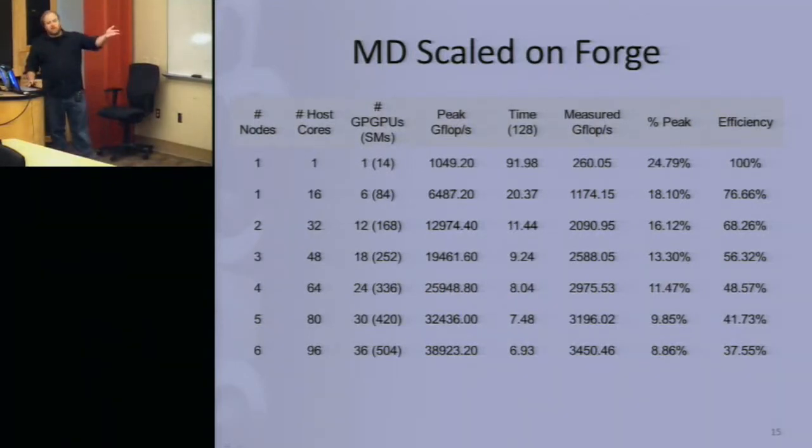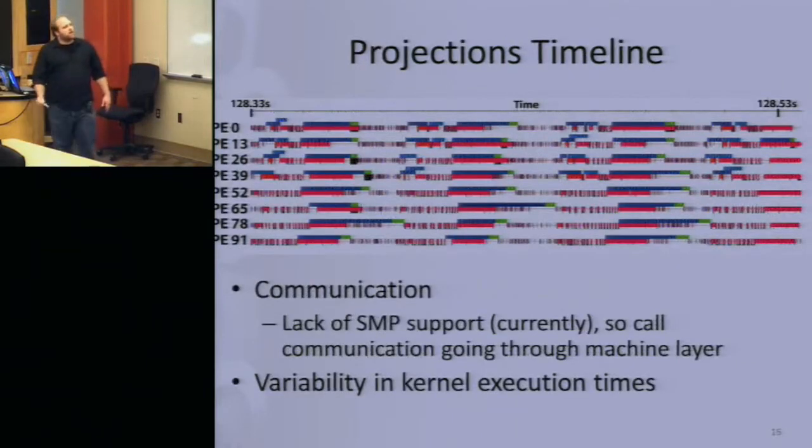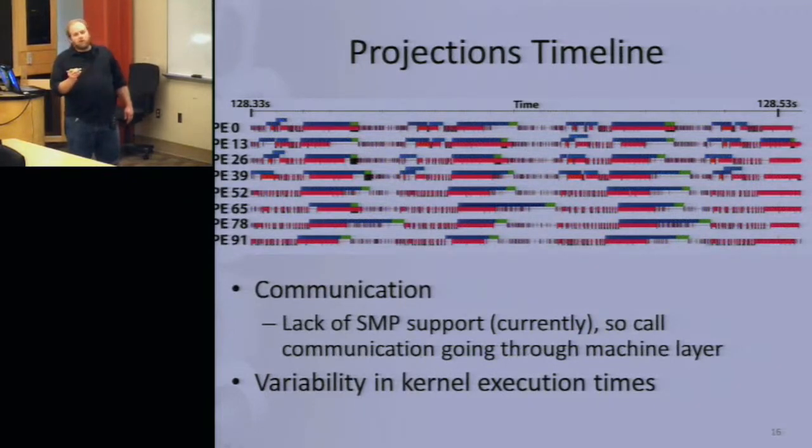So we look at the 6 case. We open up the 6 case in Projections. If you're not familiar with Projections, don't worry about it too much. Essentially, you have a row for every single host core GPU combination.